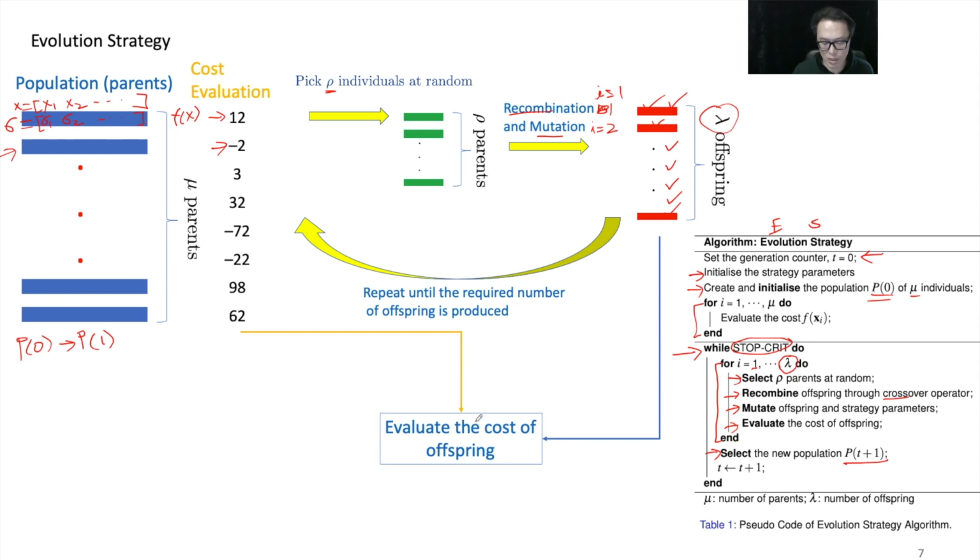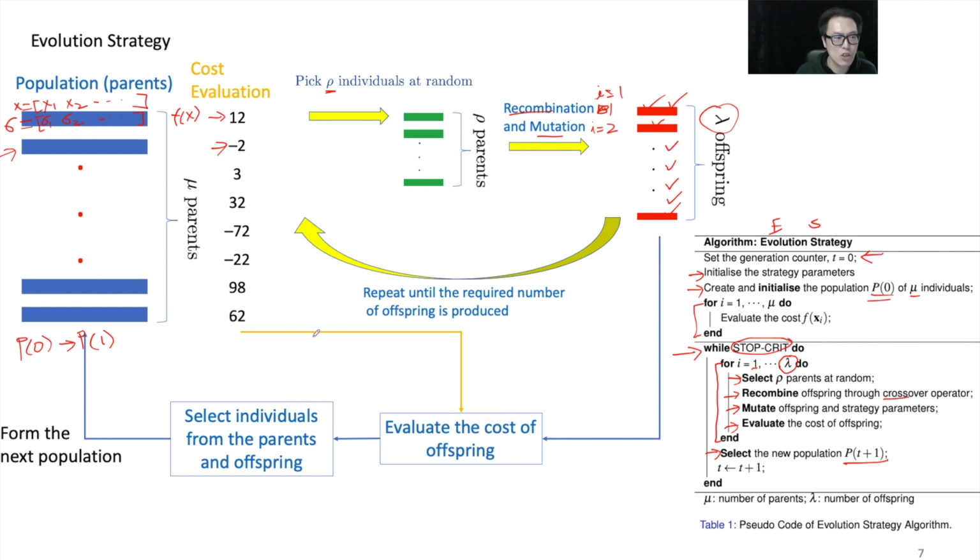the offspring and then do some comparison. I will let you know what we are going to do in this block, and then select the individuals from the blue bars as well as the red bars right here, and then generate the next population, that is P1. And now if the stopping criteria have not been met, go back to the top, repeat all this process, and then we are going to generate population 2, population 3, and so on until we are satisfied with the result or the stopping criteria have been met.